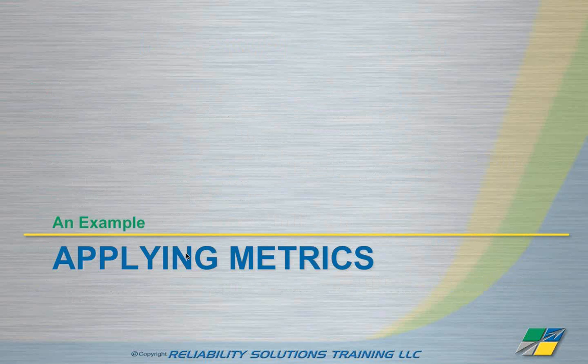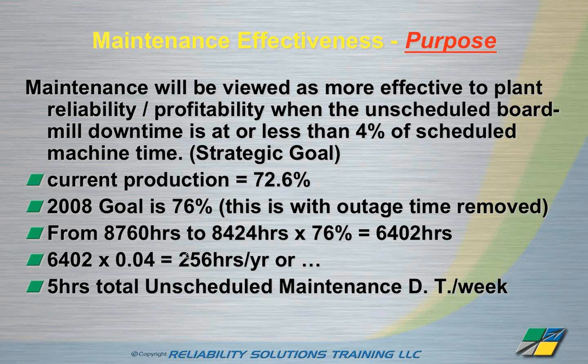So here's an example of applying metrics, and this particularly applies at the precision maintenance level. Basically what these guys did is they sat down and said, maintenance effectiveness. One of our strategic goals is to become maintenance effective, or improve our maintenance effectiveness.